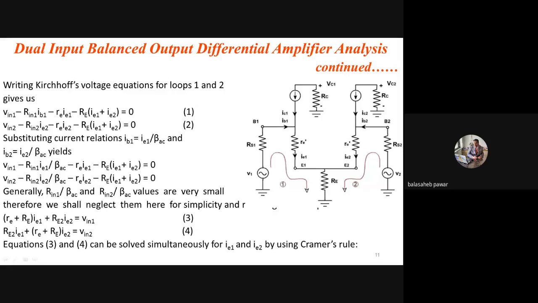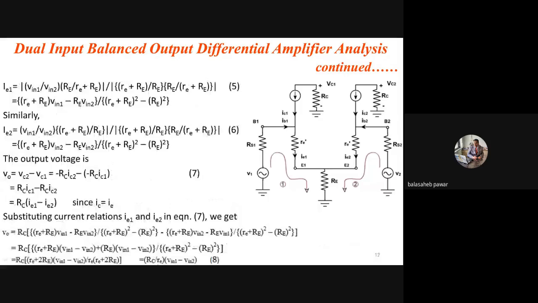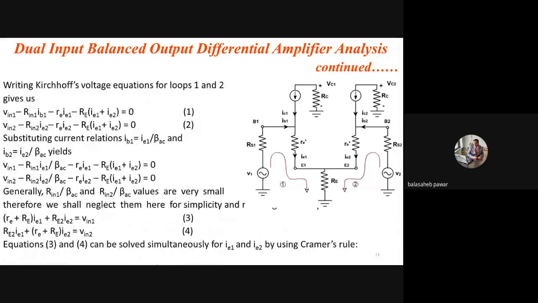Now see, you will have these two equations, equation number 3 and 4, for Vin1 and Vin2 in terms of IE1 and IE2. By solving these two equations using Cramer's rule for IE1 and IE2, you might be familiar with this Cramer's rule. You might have studied it in M1 or M2 or M3. So by using that Cramer's rule, you can easily find out IE1 and IE2.